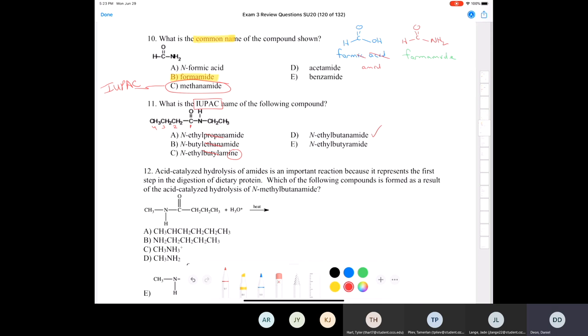And then this one, N-ethyl butyramide, there's nothing wrong with that name, but this is a common name for that compound. And so the best answer will be N-ethyl, right? Because I have an N-ethyl group. And so this compound is N-ethyl butanamide, because I'm looking for an IUPAC name. And so that's the correct answer right there.